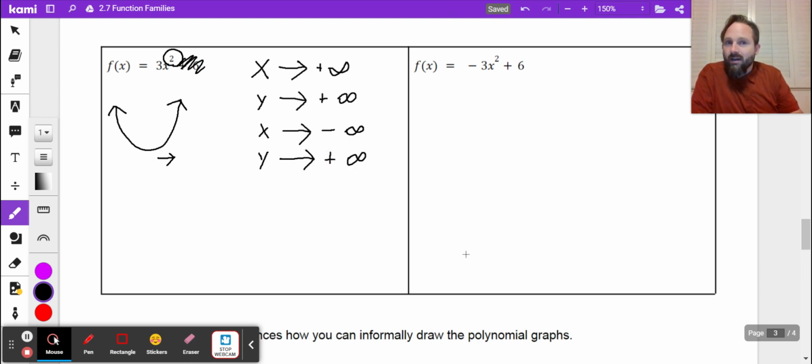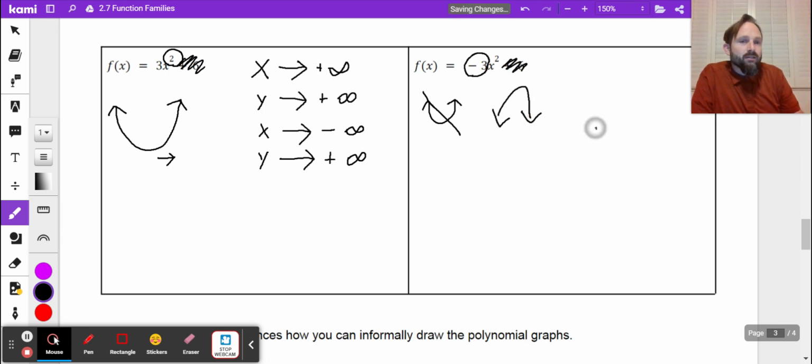Okay. Now for this one, we would do the same thing. First up, it looks like x squared, so it's going to look like a U. And then I look at the coefficient and I see it's negative. So now I know it's flipped. I'm going to do a little cross out. I'm going to flip it over.